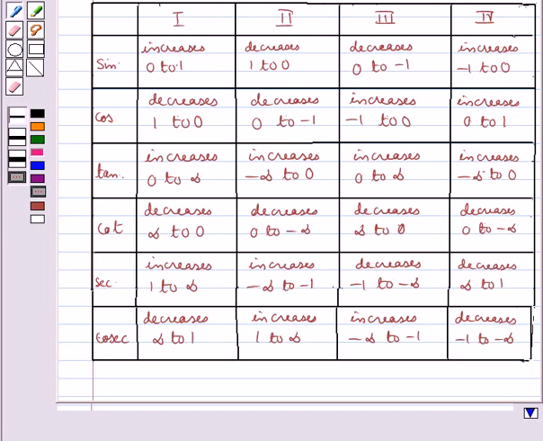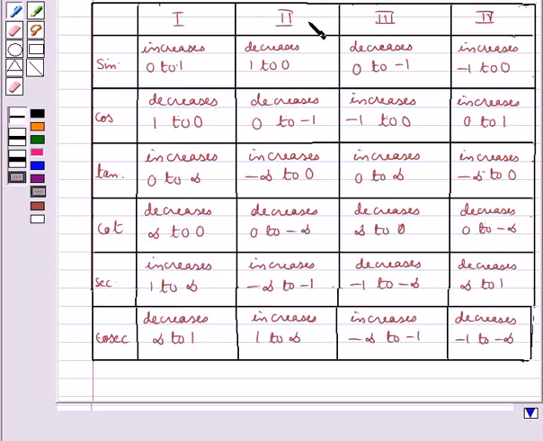This table shows the behavior of the trigonometric functions in different quadrants. Like in the first quadrant, when x increases from 0 to pi by 2, sin x increases from 0 to 1, cos x decreases from 1 to 0, tan x increases from 0 to infinity, cot x decreases from infinity to 0, sec x increases from 1 to infinity, cosec x decreases from infinity to 1.